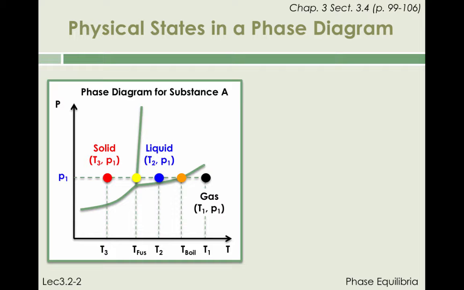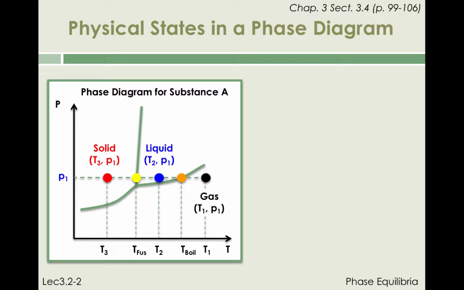When we examine a phase diagram and imagine a heating experiment under a constant pressure, such as P1, we recognize that the system can take up to 5 macroscopically different physical states. At the lowest temperatures, such as at temperature T3, the system will be in a solid state. At the highest temperatures, such as temperature T1, the system will be in the gas state. And at intermediate temperatures, for example at temperature T2, it will be in a liquid state.